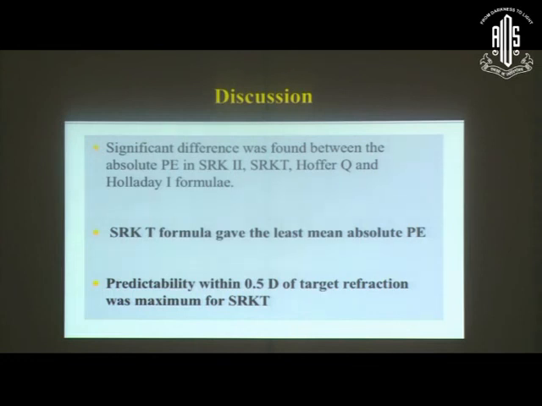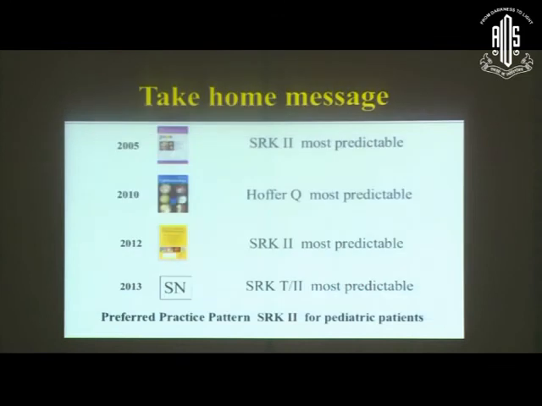So what do we have now? We have different studies. The 2005 JPOS study showing SRK2 as the most predictable. The 2010 Ophthalmology study showing Hoffer-Q most predictable. The 2012 LV Prasad study showing SRK2 as the most predictable. And the 2013 RS study in Kolkata showing SRK2 and SRK-T were the most predictable. So our preferred practice pattern is SRK2 for pediatric patients.